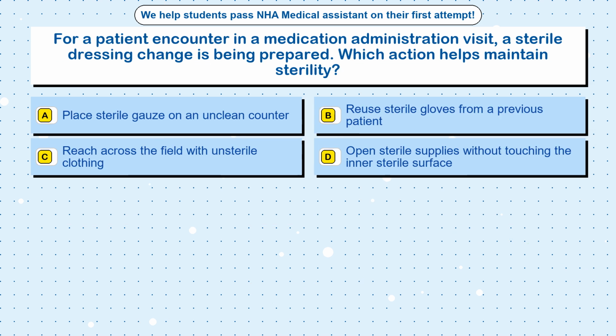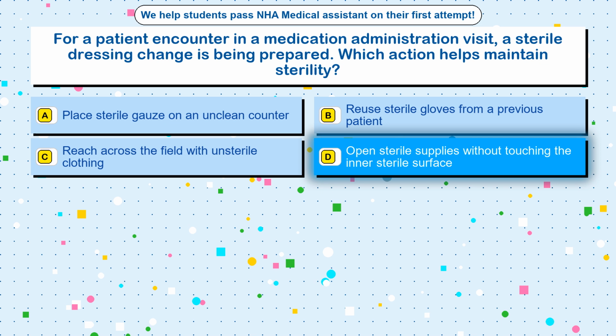Question 29. For a patient encounter in a medication administration visit, a sterile dressing change is being prepared. Which action helps maintain sterility? Option A, place sterile gauze on an unclean counter. Option B, reuse sterile gloves from a previous patient. Option C, reach across the field with unsterile clothing. Option D, open sterile supplies without touching the inner sterile surface. The correct answer is option D, open sterile supplies without touching the inner sterile surface.